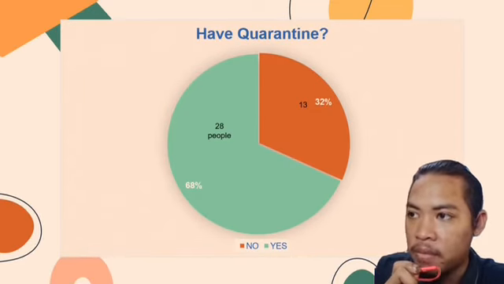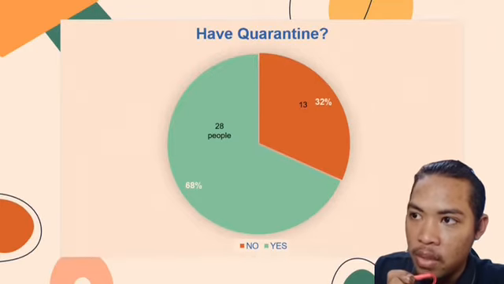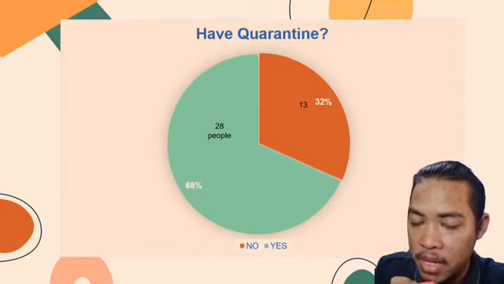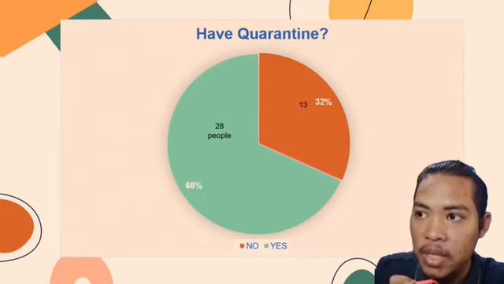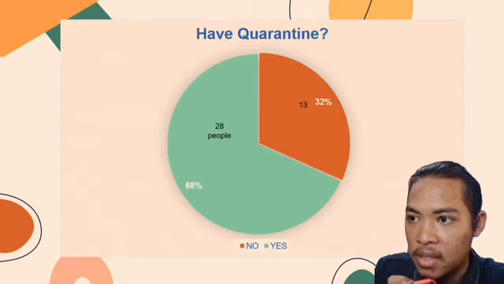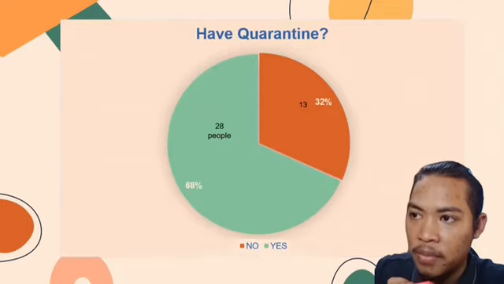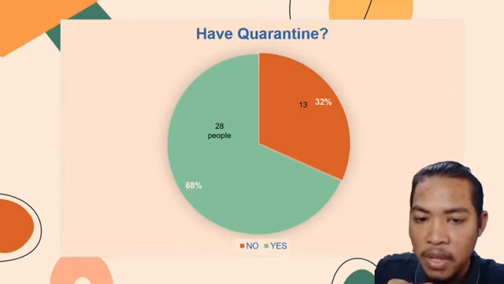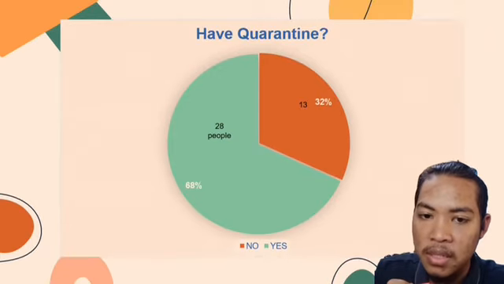My part for the graph is about quarantine. First, my question is, have you been in quarantine? In our survey there were 41 participants, and the people who have been in quarantine are 28 participants, and 13 participants have not been quarantined.